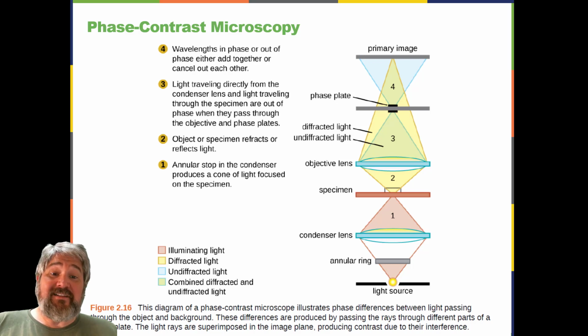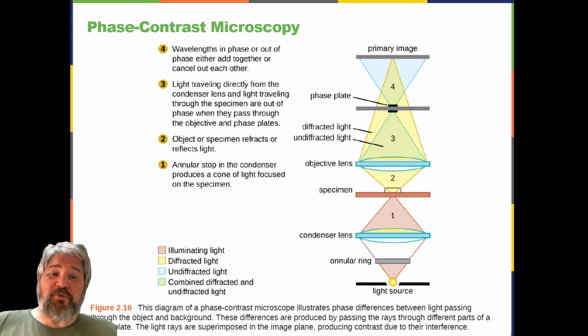The objective contains a phase plate containing a phase ring. As a result, light traveling directly from the illuminator passes through the phase ring, while light refracted or reflected by the specimen passes through the plate. This causes waves traveling through the ring to be about 1/2 of a wavelength out of phase with those passing through the plate.